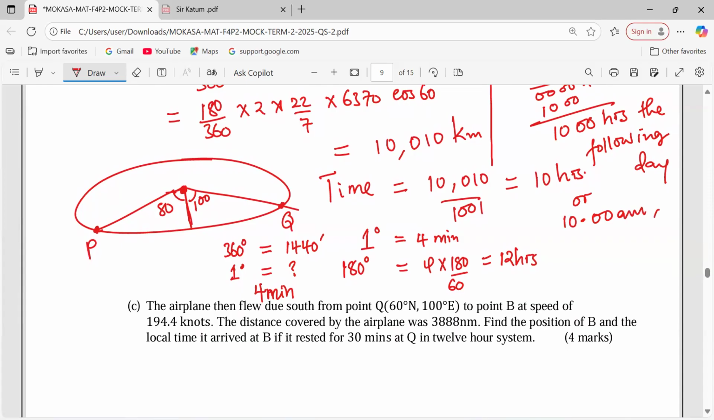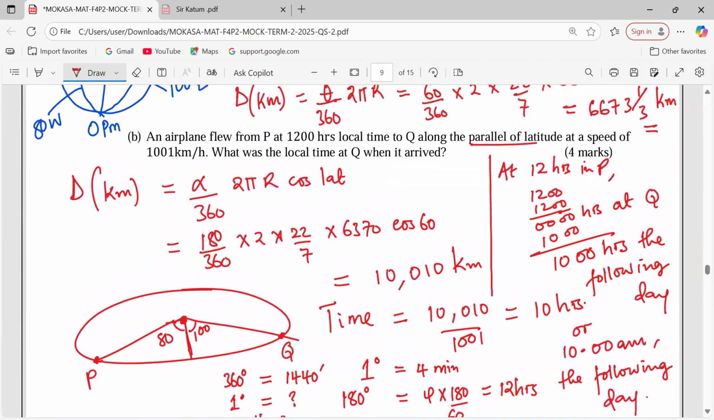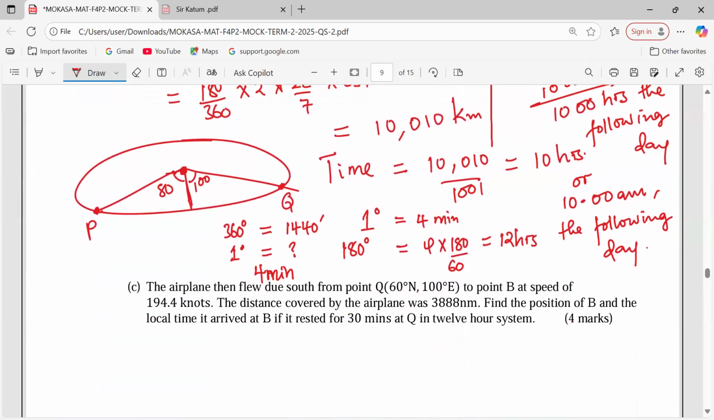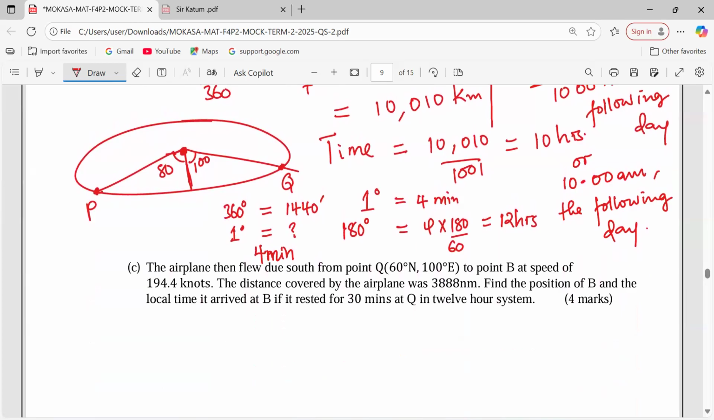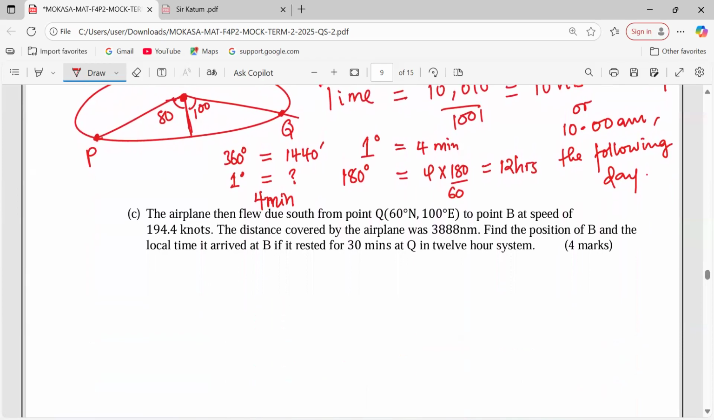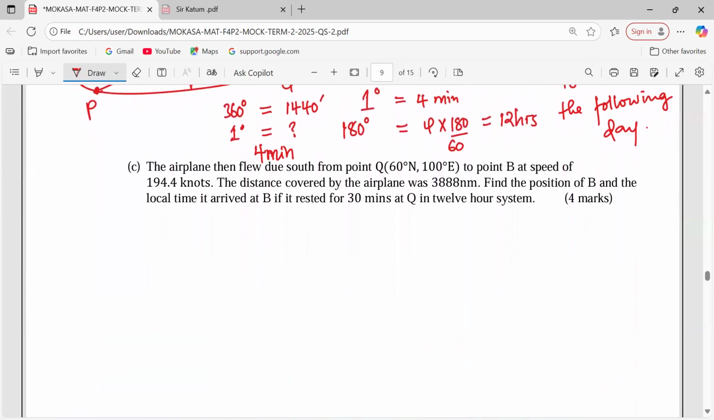The statement about the following day is very key. In case we'd been told an airplane flew from P at 12 on Monday, then we would have said that this particular 10 a.m. now is for Tuesday. But now that the day was not specified, then we will talk about the following day. Very simple work.